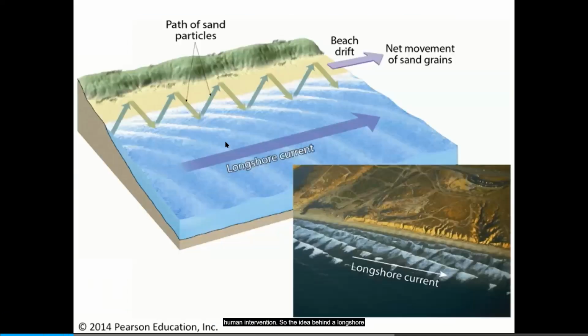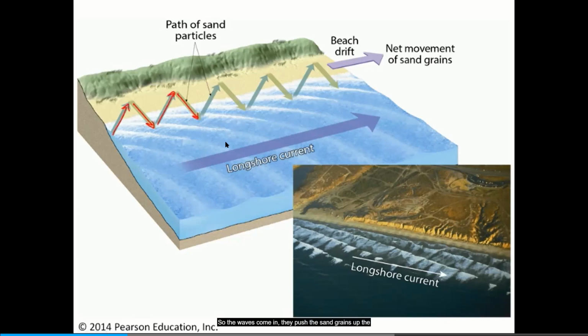So the idea behind a longshore current is this. Waves generally approach the shore at a slight angle. Even though they're bent towards parallel by the effects of wave refraction, waves hit at a slight angle and they tend to push sand grains up the beach at a slight angle. However, when the waves drain back down, they drain downhill, so it's a different direction.